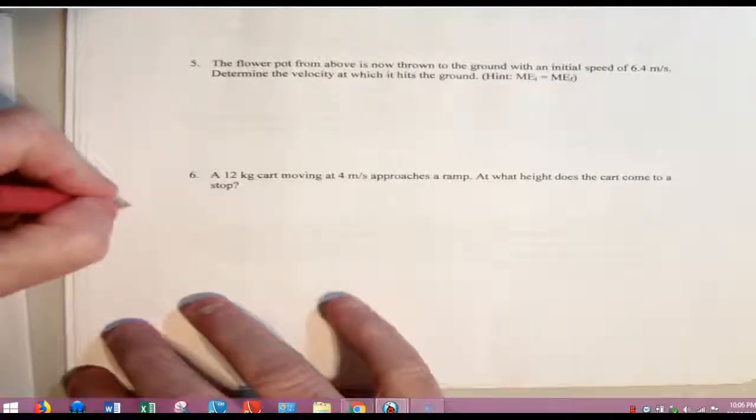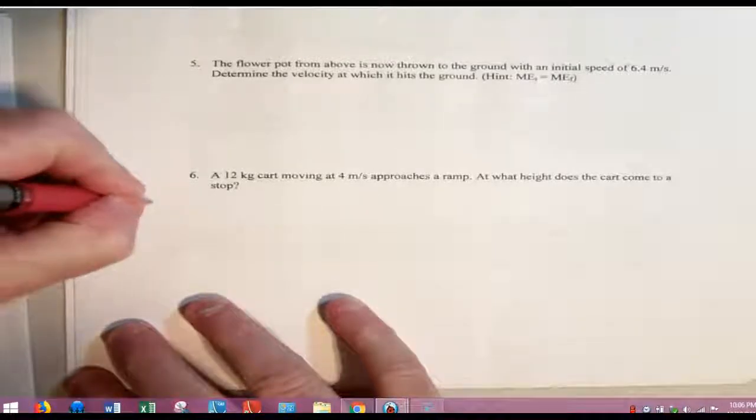Okay, so a 12 kilogram cart moving at 4 meters per second approaches a ramp. At what height does the cart come to a stop? Okay, so here we go. First thing we need to do, let's write down what we got.